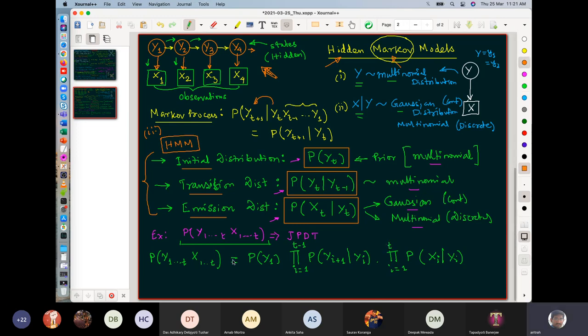Right? So to compute the joint probability distribution of this thing, I need to know this prior, I need to know this, I need to know this. Then by an iterative or recursive way, you can just go on computing these values. Right?